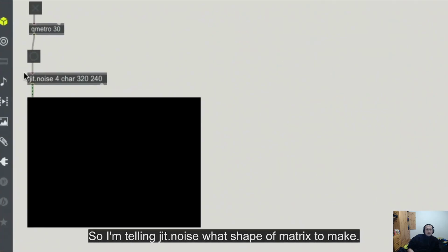So I'm telling JIT.noise what shape of matrix to make. So far, we have never synthesized a matrix. We've been doing everything with movies that already existed with a certain number of planes and a certain pixel size. But here we're saying, I want 4 plane noise, ARGB. I want each of those values to be a char. I want it to be 320 by 240 pixels.